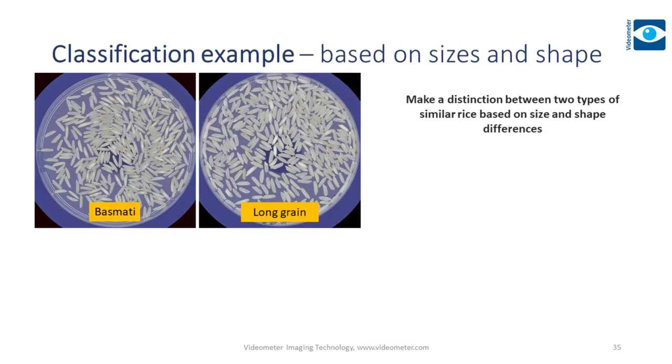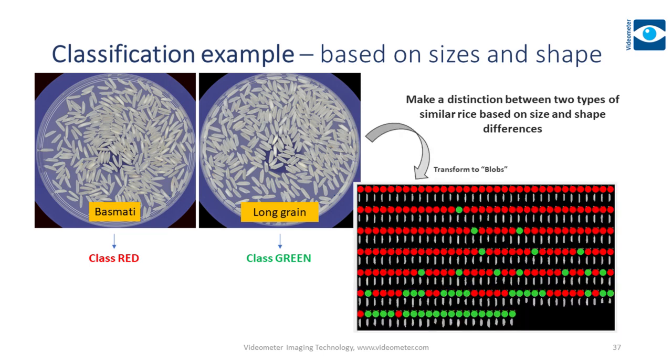The next classification example is not based on color, but on size and shape. Here we have two different types of rice. Each rice type is given a class color, and each rice is then imported into our blob tool as separate small image objects.